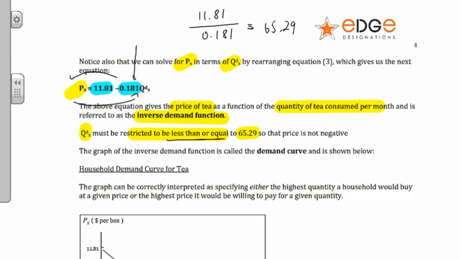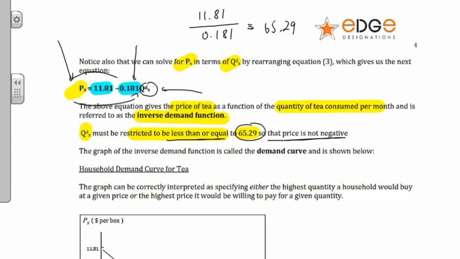That is exactly what we say: quantity is restricted to less than or equal to that, because the minute we get to anything more than 65.29, what will that particular equation do to my price? It will set a negative price, which of course it cannot do. Does that make sense?